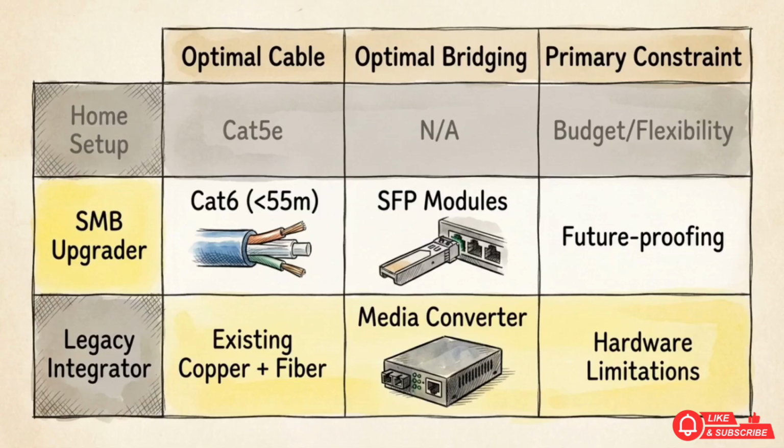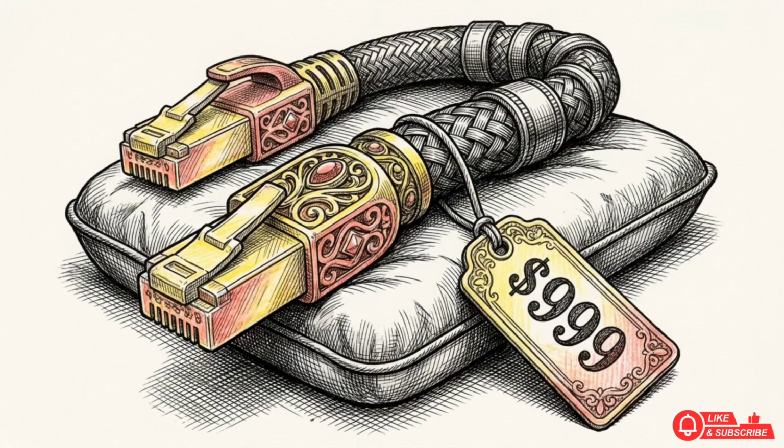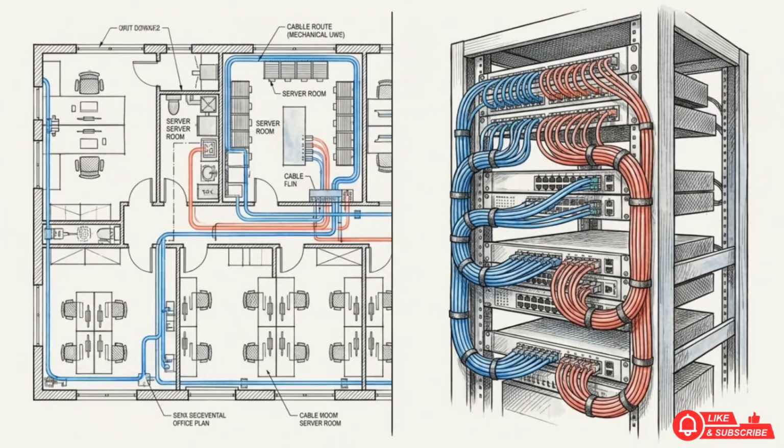Next is the SMB upgrader. For growing businesses, invest in Cat6, but keep those runs under 55 meters. You should also buy switches with open SFP slots to ensure you can expand with fiber later. Finally, the legacy integrator. If you are connecting a distant building using perfectly good older copper switches, the fiber media converter is the exact right tool for the job. A reliable network isn't built by buying the most expensive cable on the shelf. It's built by perfectly matching the physics of the hardware to the physical reality of the room.